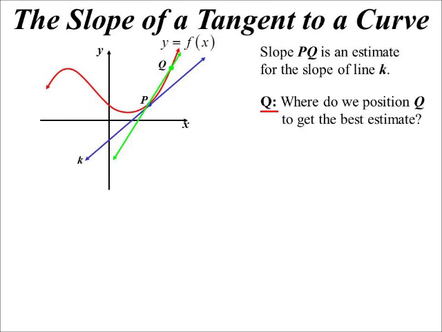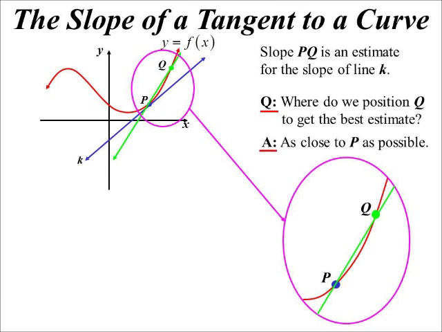So the question, therefore, is, where do we place Q to get the best possible estimate? And the answer is as close to P as possible. And so that's where this idea of an infinitesimal comes in. So if I could place it at an infinitesimally small distance, then in fact I'd end up with an exact value, because there's no distance between them. So let's just expand that out. There we go.